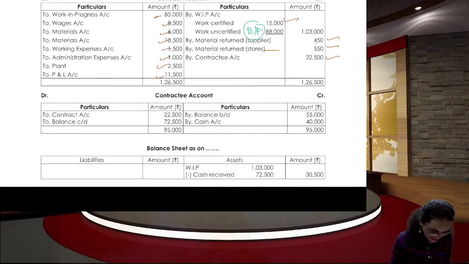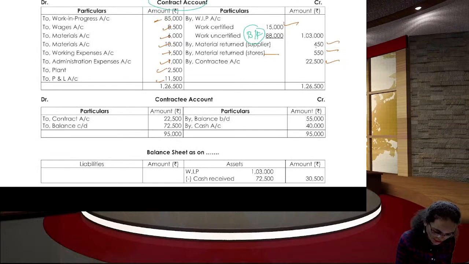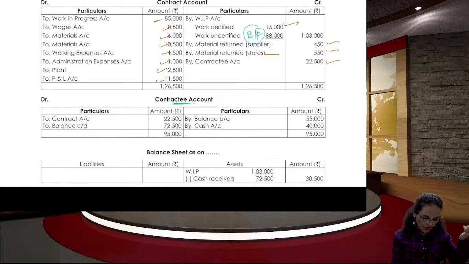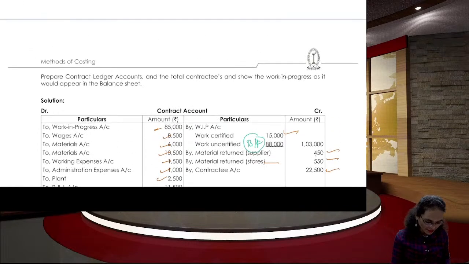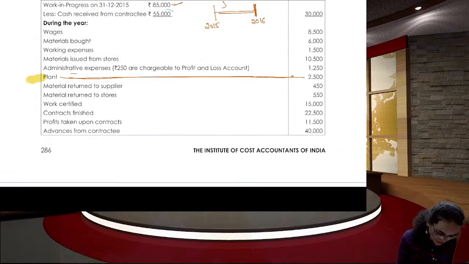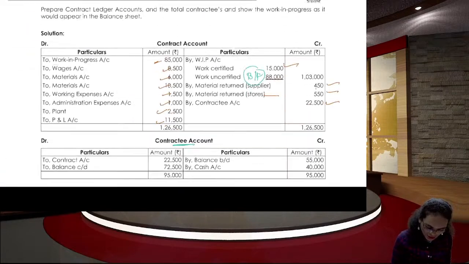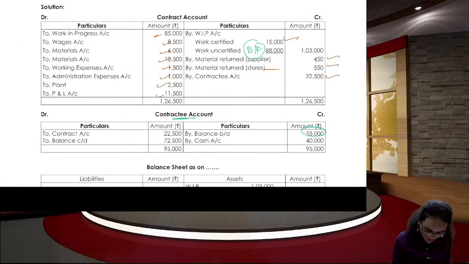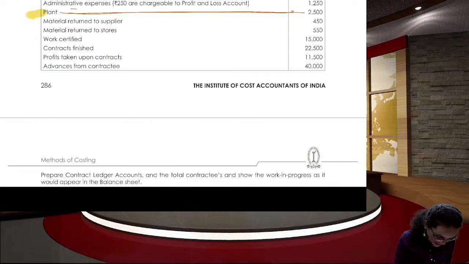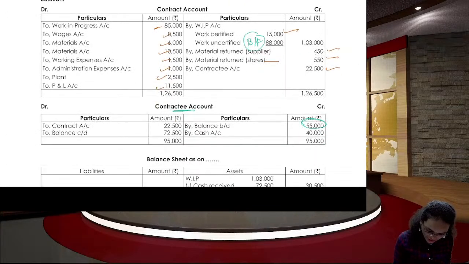So you got this one, the contract account. Then what is it asking again? Next one, contractee account. So what is a contractee account? See, last year he paid cash, how much? 55,000 he paid cash. So 55,000 you write here. This year how much cash did he pay again? Advance from the contractee 40,000. You write 40,000 here.